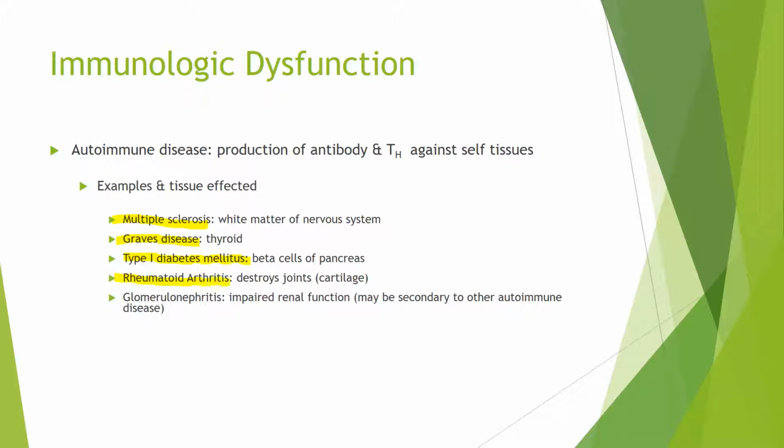Rheumatoid arthritis is where the joints are being attacked, and it's very painful because you're not able to move your joints as you used to. And then glomerular nephritis, this is where renal function is being attacked and so ultimately can cause kidney failure as well. Some of the reasons why this self-tolerance or recognition of self fails are as follows.